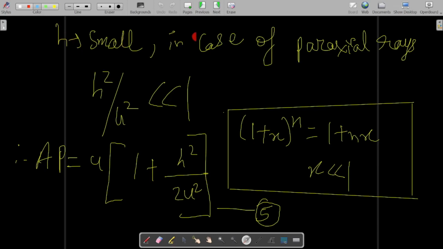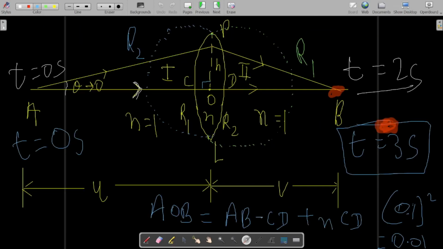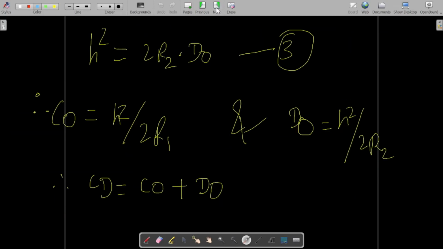So h will be small in the case of paraxial rays, and this paraxial ray we are considering to be refracted from here. Actually, this paraxial ray is not refracting from here, it is getting refracted from the extremity, from this point P. Although I have shown it over here just for convenience, the ray actually goes like this: A to P, and then over here like this. So from this extremity P, the ray is getting refracted instead of here. Just for convenience, I have shown it a little bit downside.